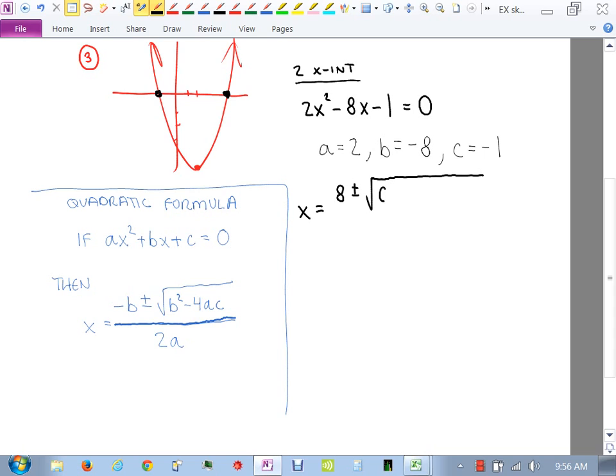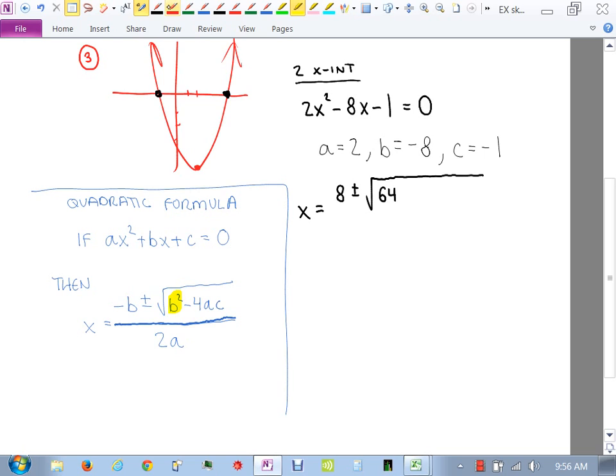64. Okay, that number right there, I'll highlight it in the formula. That number right there, b squared, will always be positive. Regardless of what b is, once you square it, it's always positive, right? I don't know how many times I have students make that a negative 64. That b squared is never, ever negative. So don't ever put a negative there. Negative 8 times negative 8 is positive 64.